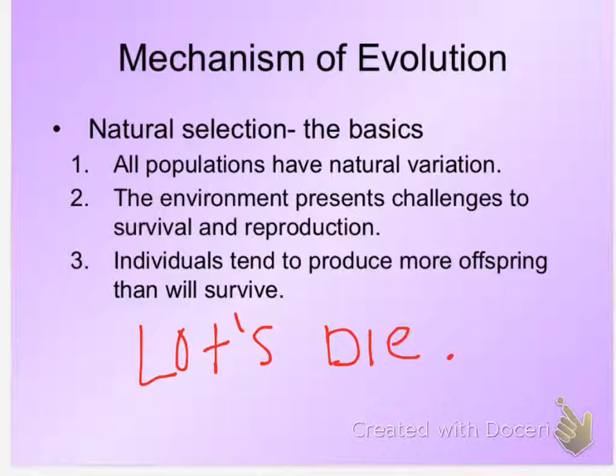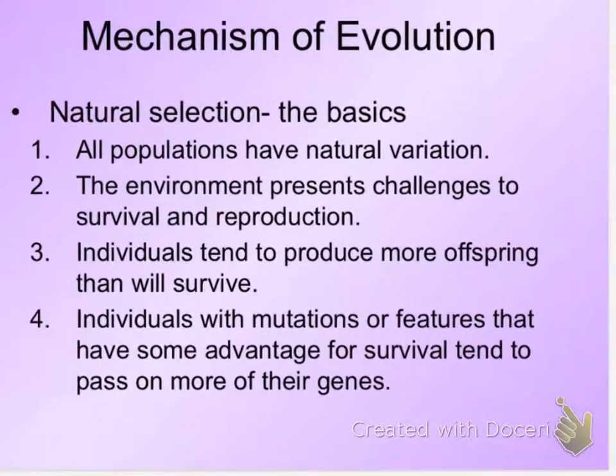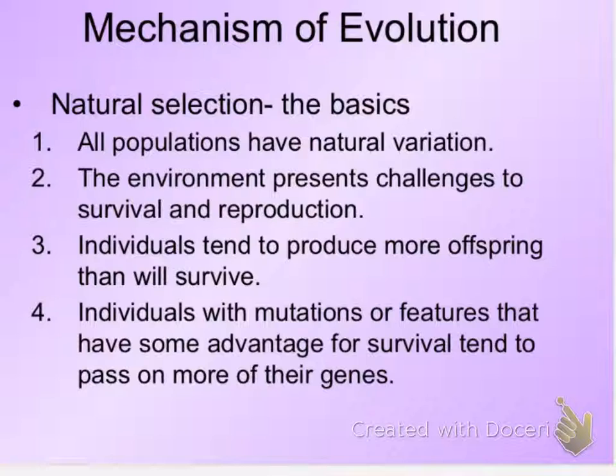and at one point in human history, this was very true for humans as well. More offspring were produced than would grow up. So everything's a little bit different. Life is tough, and lots will die. So let's look at the last point of natural selection. Individuals with mutations or features that have some advantage for survival tend to pass on more of their genes.